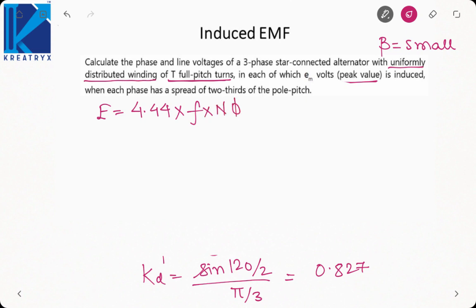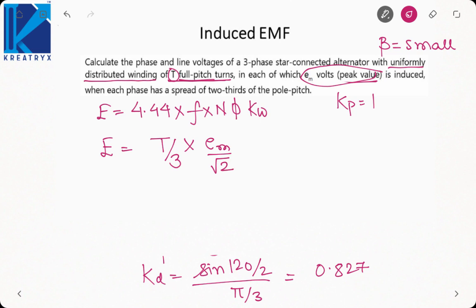Now it is saying full pitch, which means Kp is 1. But in this problem, it has given me induced voltage in each turn. So I need not apply this formula. What I will do, number of turns per phase are T by 3, because T are the total turns. We have 3 phases. Induced EMF in each turn is EM.